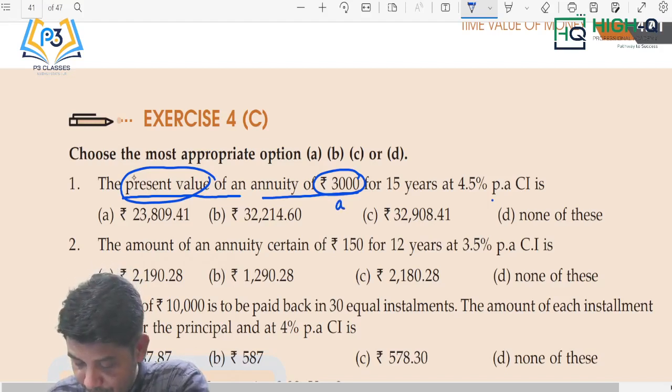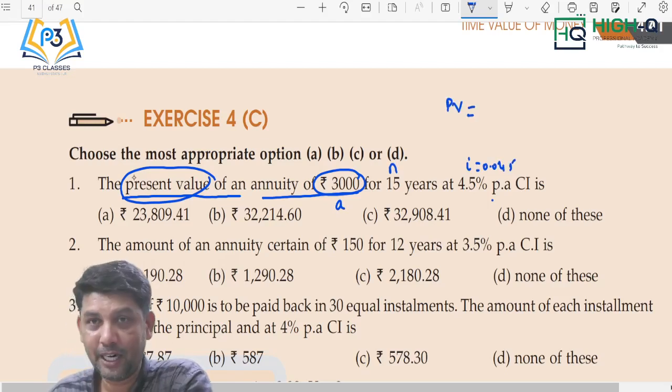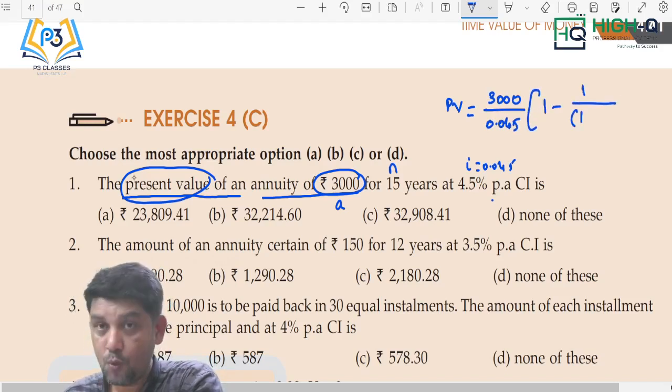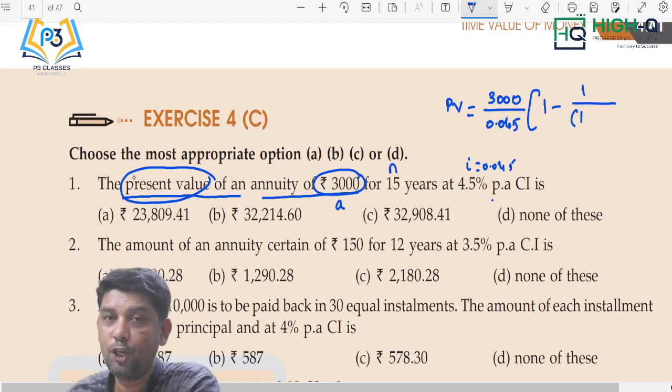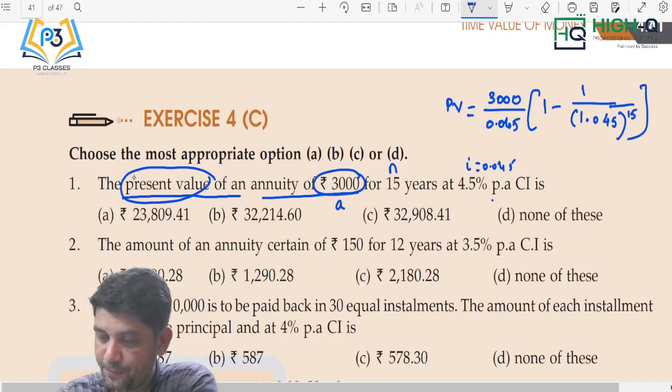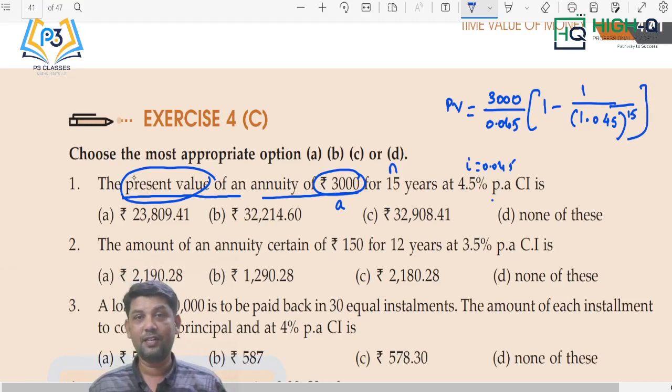This is my A, this is my n, and i is equal to 0.045. So the present value formula you will write in one line, my dear: A by i, 1 minus 1 by (1.045)^n, where n is 15. Since you are experts in this, I am writing it directly. Am I clear, my dear? Once you have written this, your problem is solved.